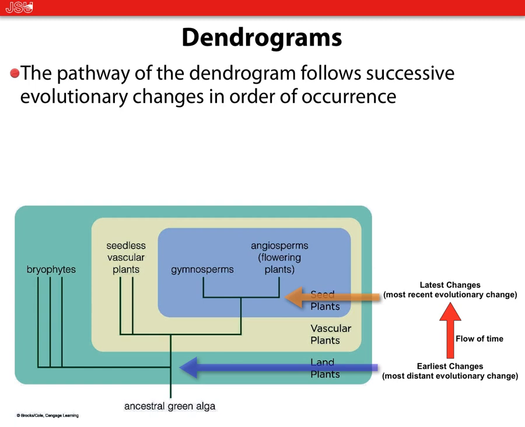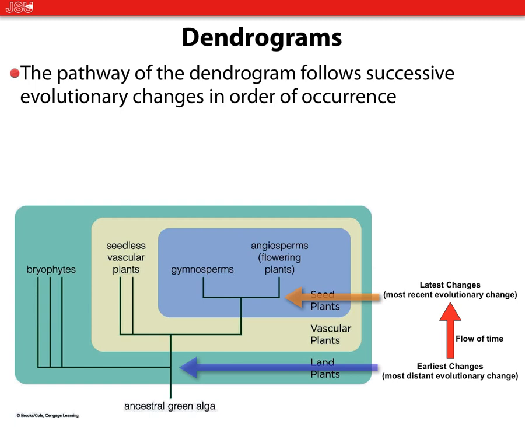What happened at this point? The development of vascular plants. Past this node, or this bifurcation, we have vascular plants. We set up a new clade. Okay, time goes by, we have another change where we have seeded plants. And then time goes by, and then we have the formation of flowering plants and non-flowering plants. But what's the point?